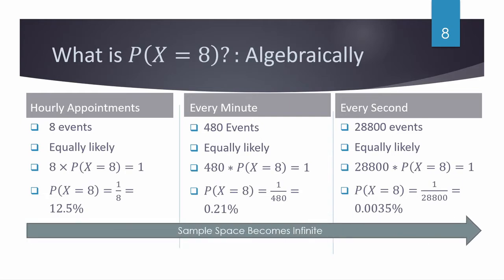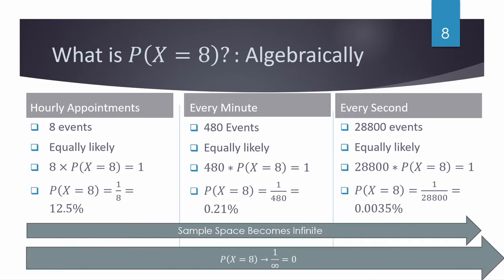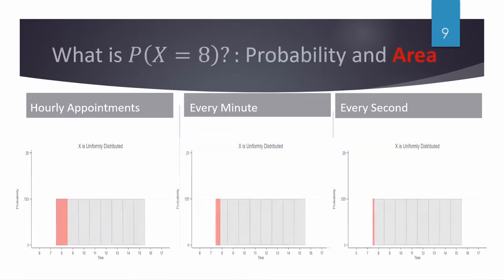What we can see here is that as our sample space becomes infinite, as this becomes more akin to a continuous random variable, the probability that we see an appointment slot at exactly 8 a.m. goes to 0. It's as if we were saying if there are infinite possible numbers that we could pick between 8 and 4 p.m., the chances that any one of those numbers is selected goes to 0.